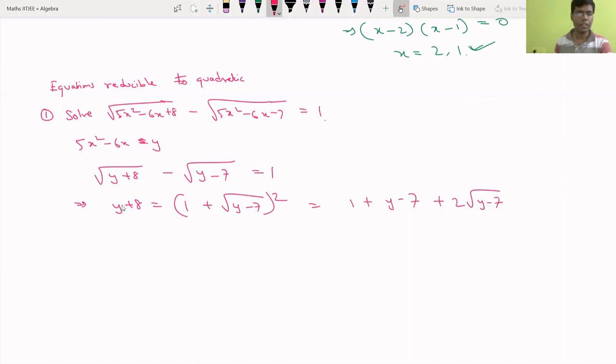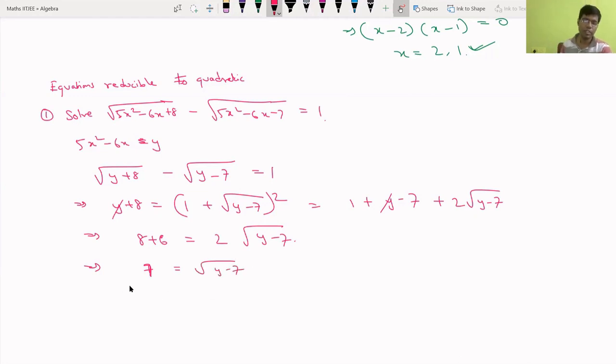So if I take all y's on one side, in fact, I can cancel out this y with this. So I will get ultimately 8, this will be minus 6, so this will come on here. Okay, let me write it. Plus 6 is equal to 2 under root y minus 7. So this is 14, and 2 if I take, this will give me 7 is equal to y minus 7.